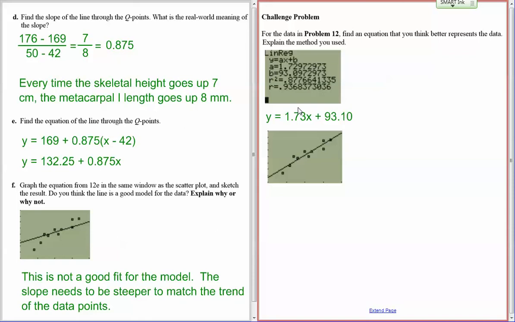So there we go. I accepted other answers, but if you gave me an answer, I graphed it on the scatter plot and I decided whether I thought it was a good one or not. So regardless of your method.